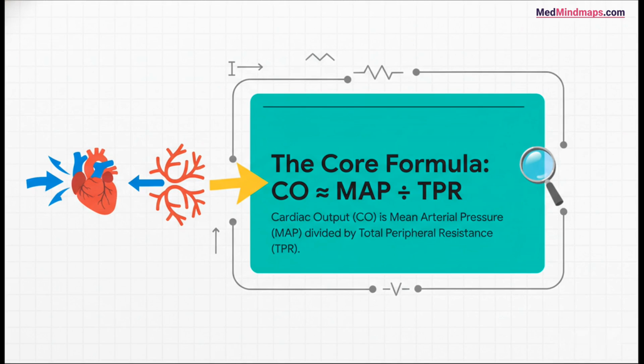Blood flow, which we call cardiac output, is all about the pressure pushing it forward divided by the resistance pushing back. For us, that simplifies to cardiac output is roughly equal to mean arterial pressure divided by total peripheral resistance. MAP is the push, TPR is the pushback. Simple as that. And that MAP, by the way, the single best sign of organ perfusion, is your diastolic pressure plus about a third of the pulse pressure.